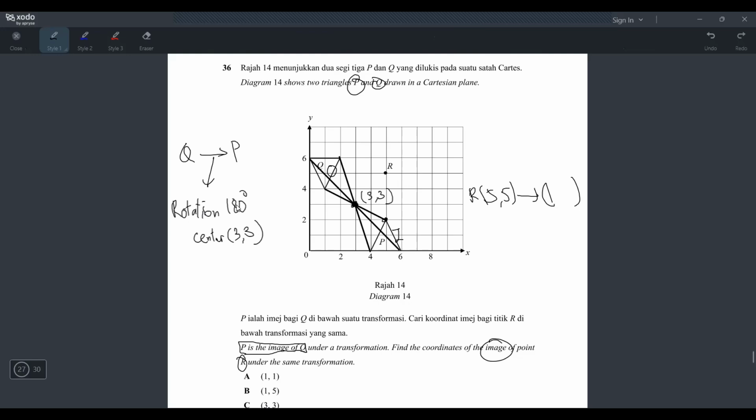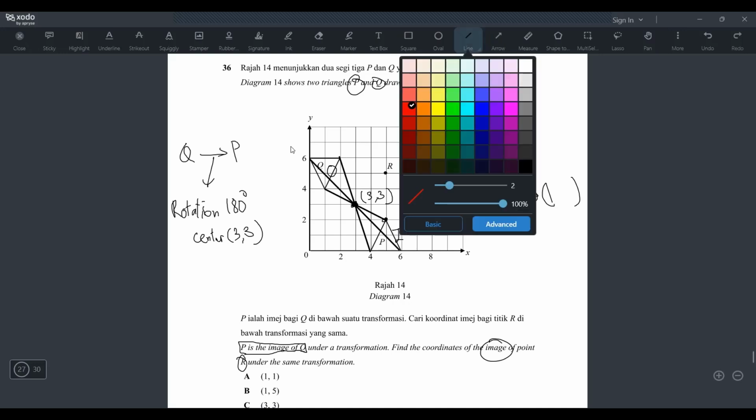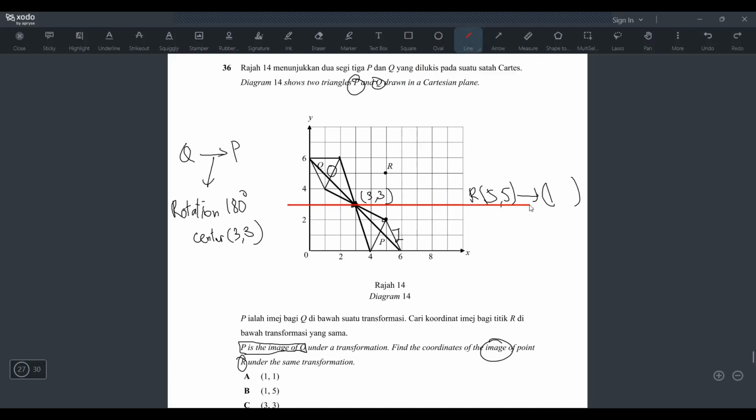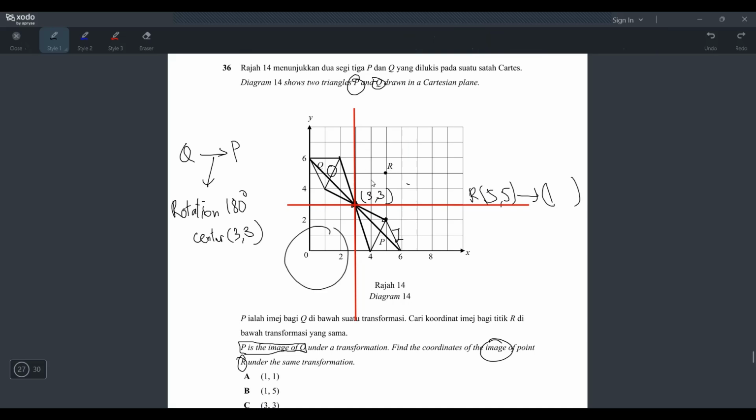So now I can find my answer because I know I need to take my R55 and do under this rotation, right? So now we already know our center. We should put a cross at the center. Okay, after I put the cross, now I can do my rotation 180. Remember, when we rotate 180, clockwise or anti-clockwise is not important, because if you rotate 180 clockwise, it will be here from R, and if you rotate 180 anti-clockwise, the answer will also be here. So that's why it doesn't matter.